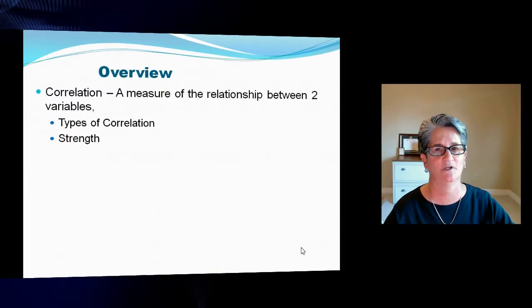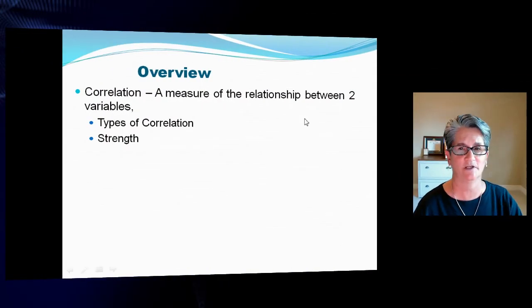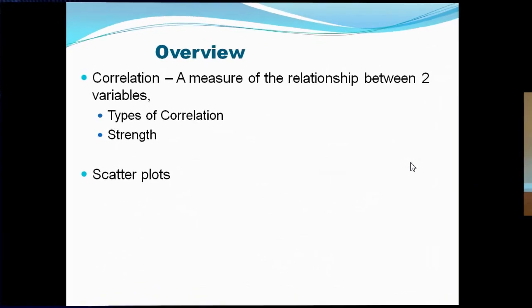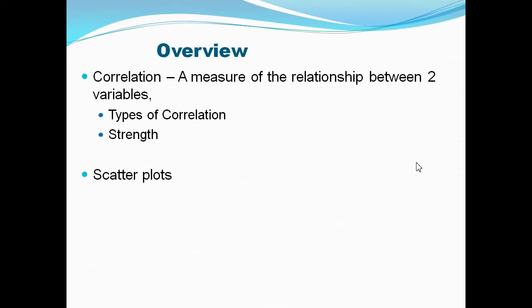This webinar will cover the concept of correlation, which is a measure of the relationship between two variables. We'll look at the types of correlation and the strength. Then we'll look at a number of scatter plots. Looking at scatter plots is one of the best ways to learn about and to understand correlation. It gives us a visual display of what's going on, so it's really easy to understand.